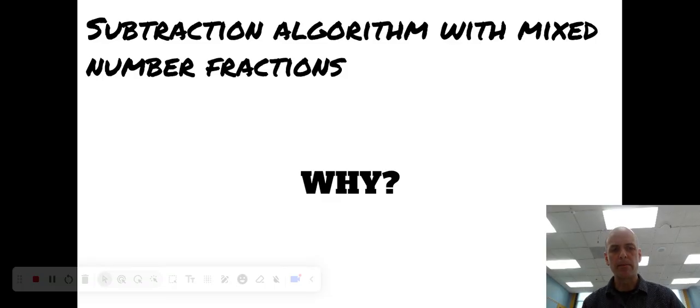Today I am going to be working on the subtraction algorithm with mixed number fractions. Why? Well, when you subtract mixed numbers like 2 and 1/2 minus something like 1 and 4/5, it can be really confusing when the fraction of the smaller number is bigger than the fraction of the larger number. And there's a million ways to do this.